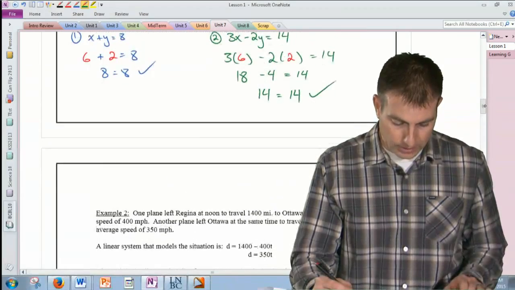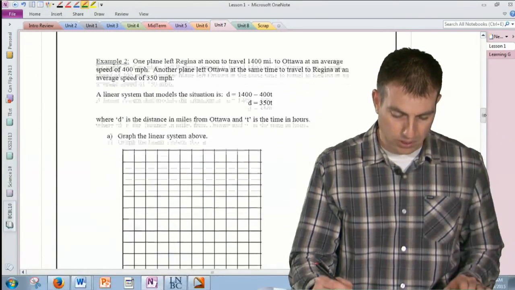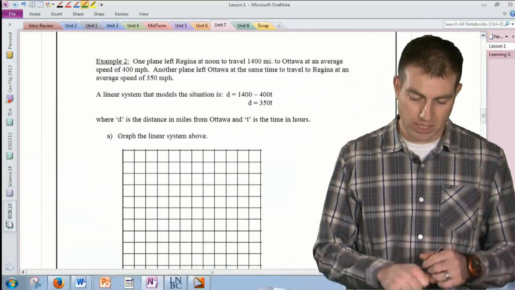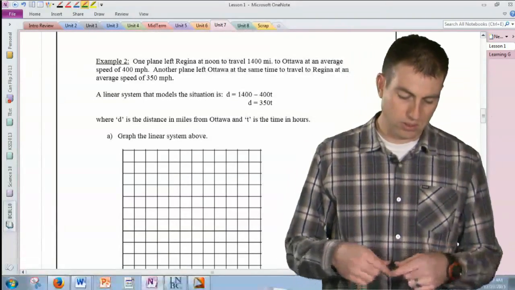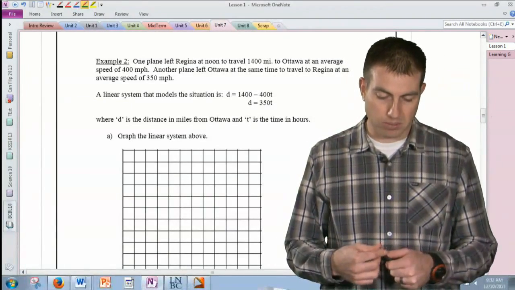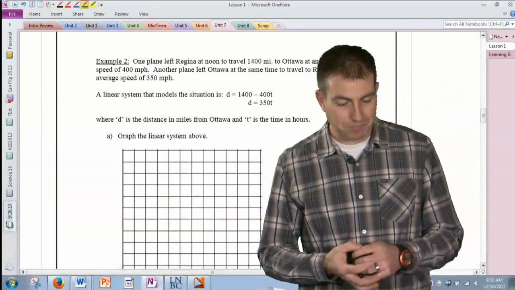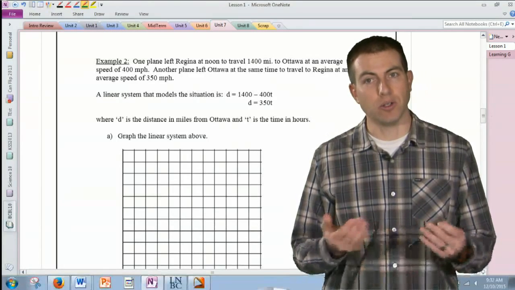So let's look at the next example here. This is one of these examples that people make fun of, I guess, because a plane left Regina at noon, traveling 1,400 miles to Ottawa. It gives you a speed, 400 miles per hour. Another plane's leaving Ottawa at the same time, traveling to Regina at a slower speed, 350. We want to know where the 2 planes are going to pass one another.